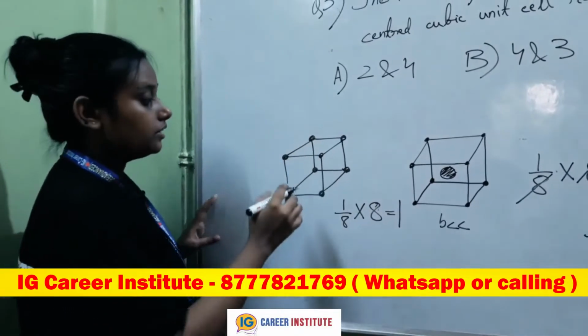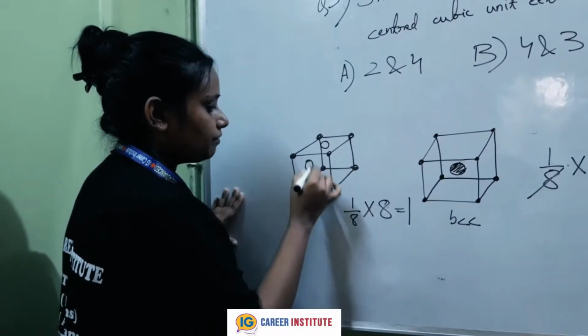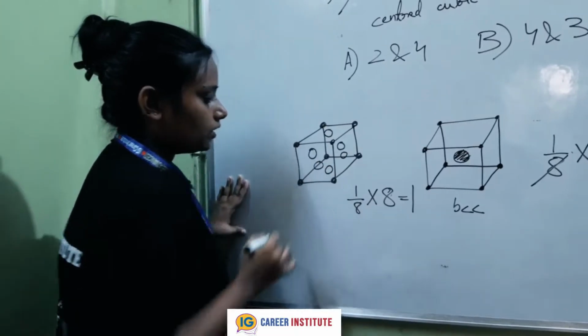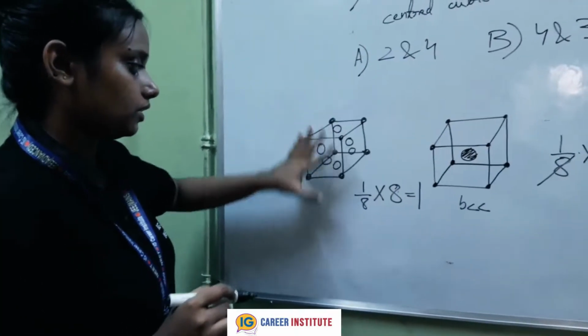And in face centered, each of the faces has 1 atom each. So how many faces are there in a cube? Total 6, correct? Total 6 atoms are present in FCC.